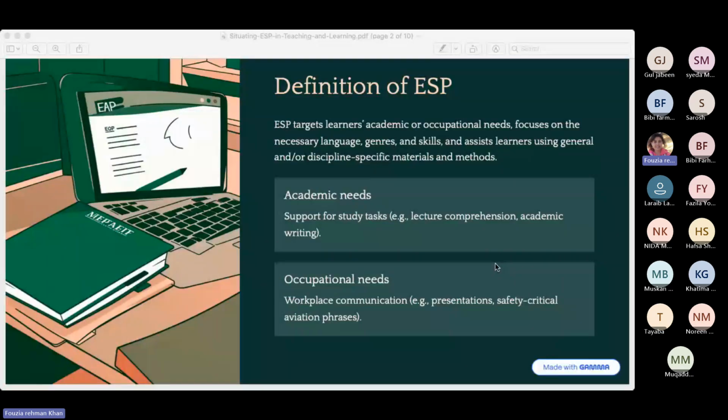You might be working in the bank, you might be working in your offices, you might be teaching somewhere, but everywhere, you need to present something. So for these presentations also, you need English, right? And then specific jargons you need to know for specific fields. For example, aviation has its own phrases.